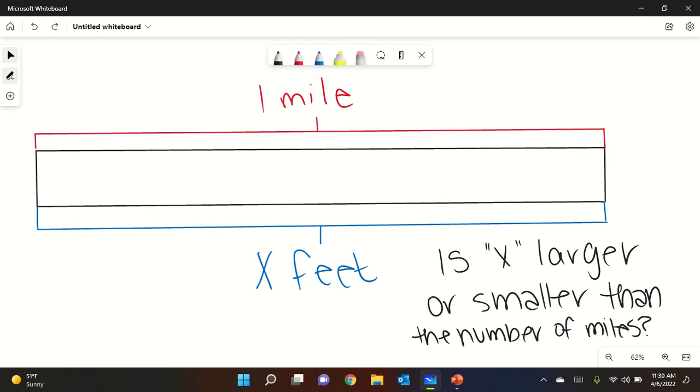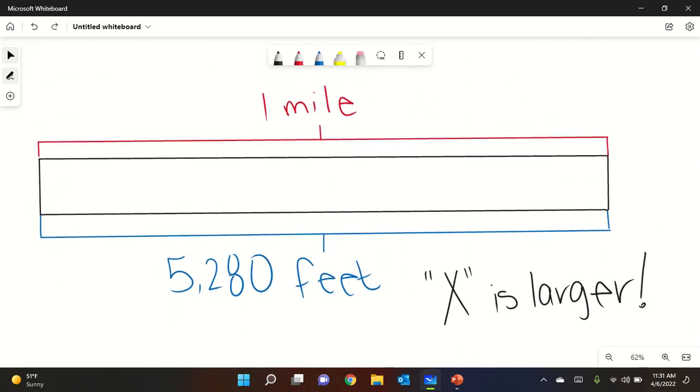Now think about the distance of 1 foot. If you're like me, you're looking at your computer screen, or maybe something nearby, your water bottle or your pen. Those two distances are vastly different. A mile is so much larger than a single foot. So the question remains, how many feet are going to fit into this rectangle? Is it going to be more than 1 or less than 1? Is x larger or smaller than the number of miles that we have here?